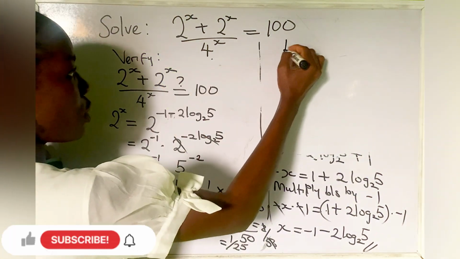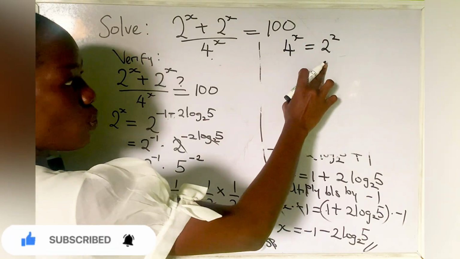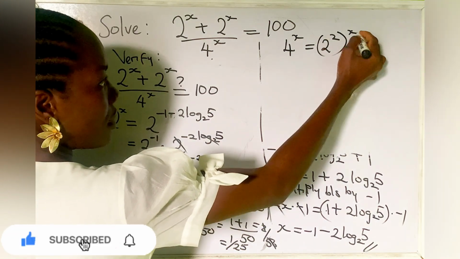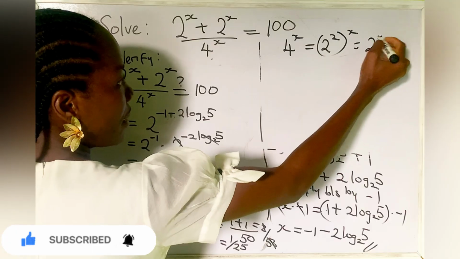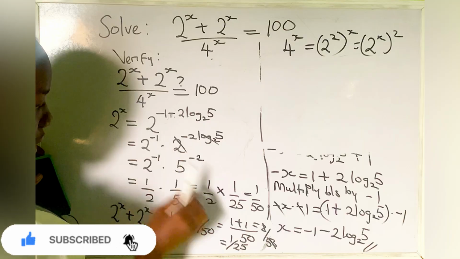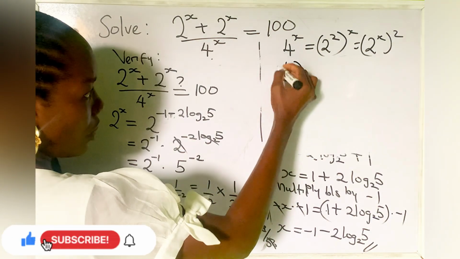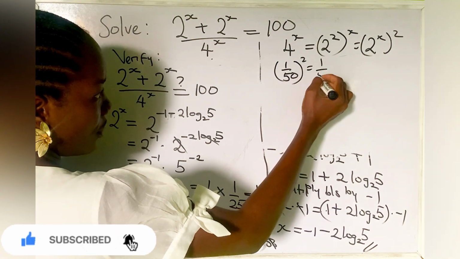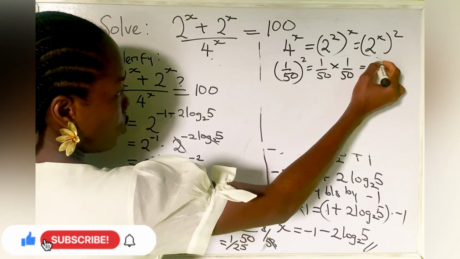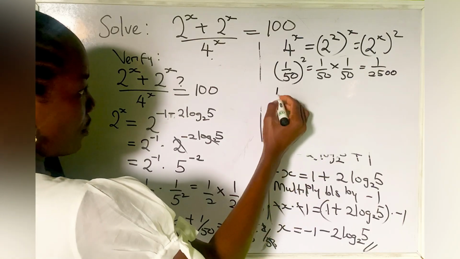Okay, so now let's find 4 to the power of x. And this is saying 2 to the power of 2, which is going to give us 4 raised to power x. So it's going to be like this, 2 to the power of x squared. Now, we already know the value of 2 to the power of x, which is 1 over 50. So 1 over 50 squared is going to give us 1 over 50 times 1 over 50. That's going to give us 1 over 2500.